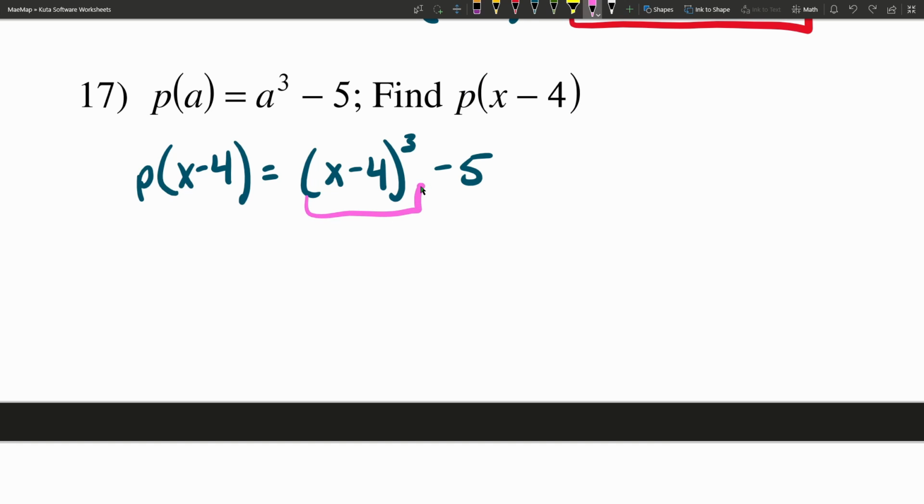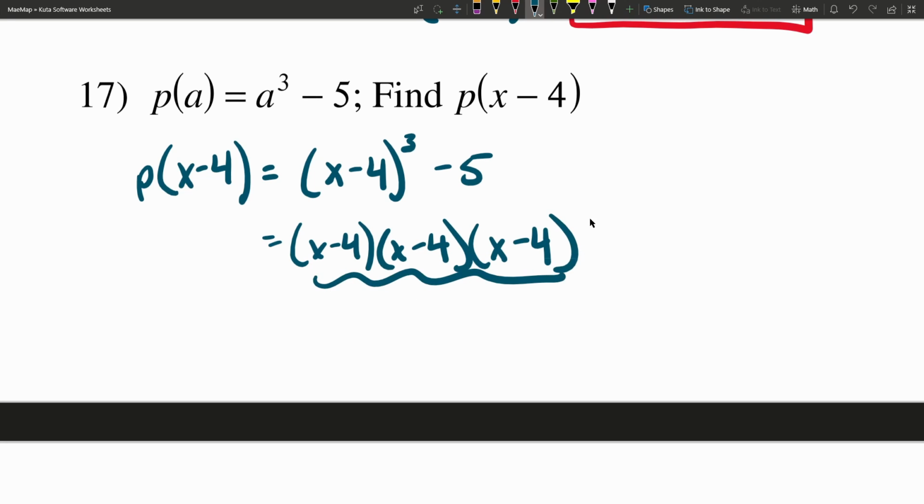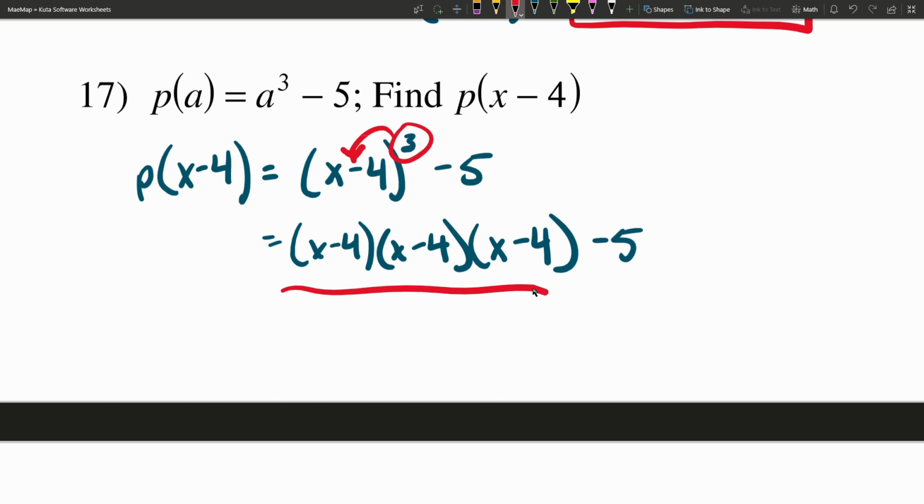Now because we're cubing this, we're going to have to do some expanding of this polynomial. This is x minus 4 times x minus 4 times x minus 4, that's x minus 4 cubed minus 5. We cannot, I repeat, we cannot simply distribute this through. That is not allowed. We need to expand out this polynomial. We can never distribute an exponent through when we have addition or subtraction. We need to expand it all out, multiplying each of my terms.